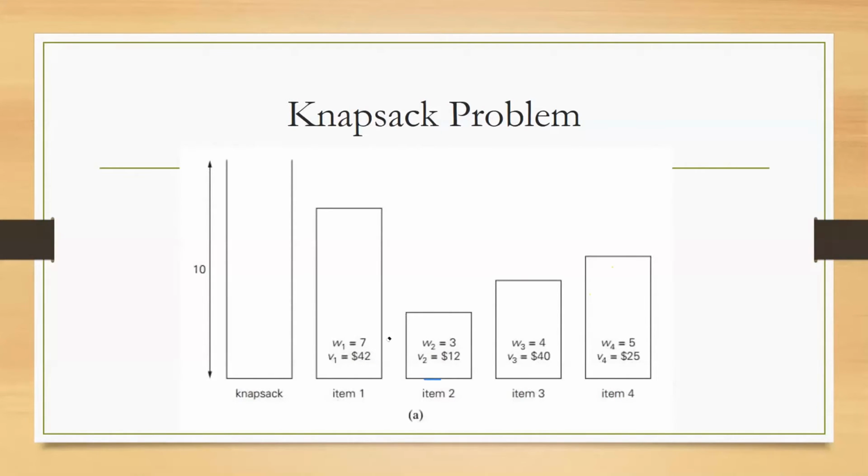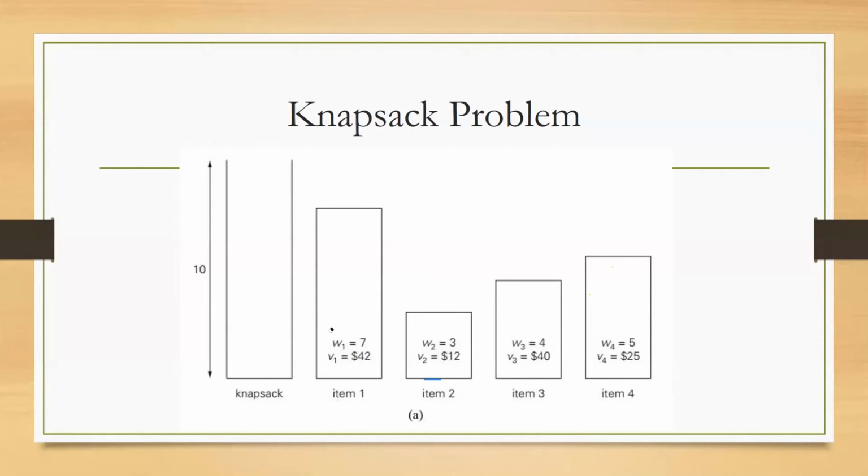And W1 is the weight of this item. So it is the weight of the item and associated with that is the profit. Profit is 42. Similarly, every item has a weight and a profit. So W3 is the weight of item 3 and V3 is the profit of item 3. Similarly, item 4, weight is 5 and the profit is 25.